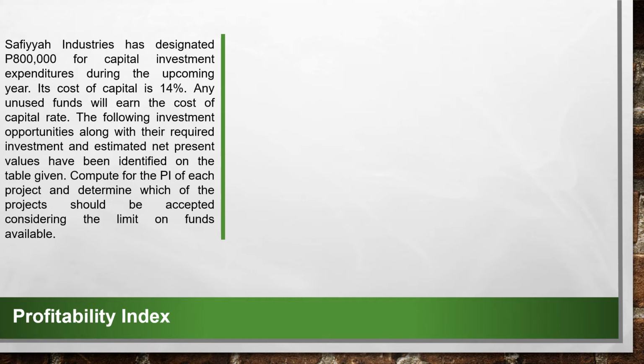So we have here our problem. Sophia Industries has designated 800,000 for capital investment expenditures during the upcoming year. Its cost of capital is 14%. Any unused funds will earn the cost of capital rate. The following investment opportunities, along with the required investment and estimated NPVs, have been identified on the table here that will be given later. So let's compute the profitability index of each project and determine which of the projects should be accepted considering the limit on funds available. So again, we only have 800,000.